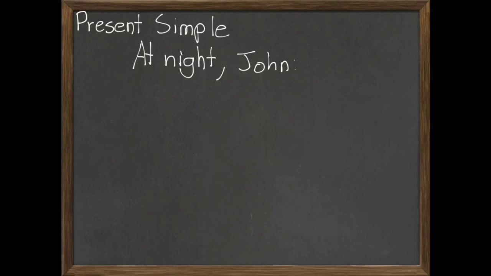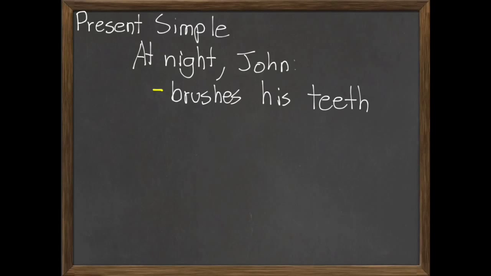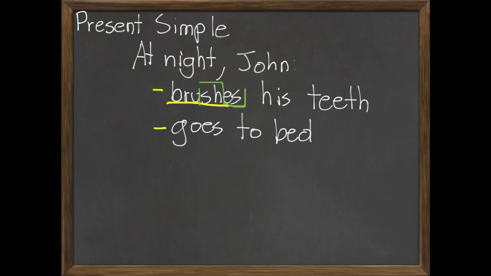At night, John brushes his teeth, goes to bed. Brushes is the third person form for brush. Since it ends with SH, we add an ES at the end. Same goes with go. We add an ES at the end because it ends with O.